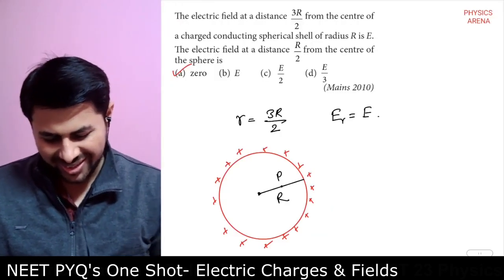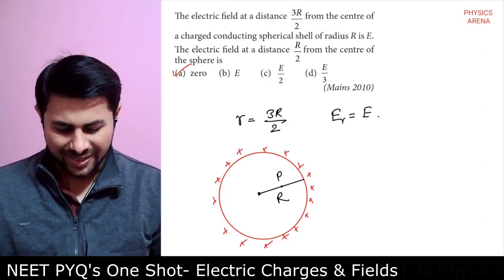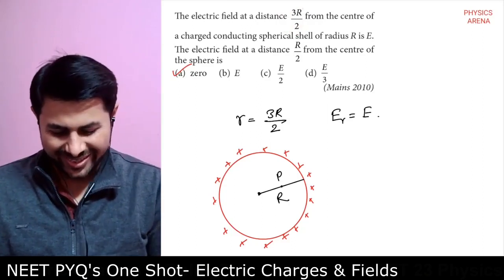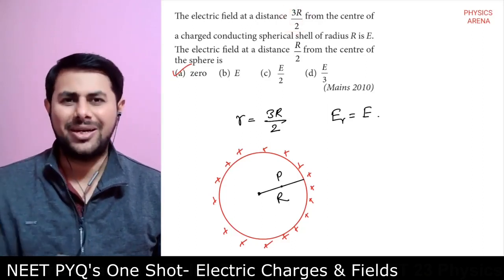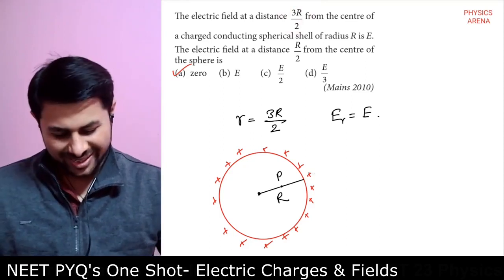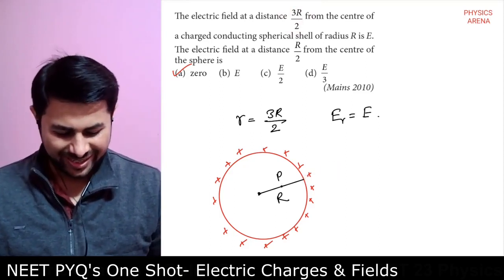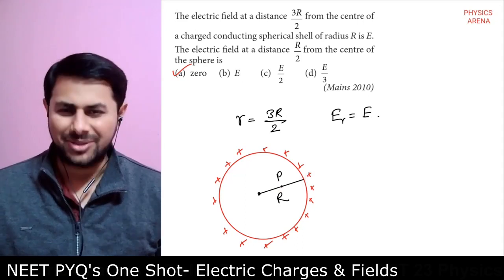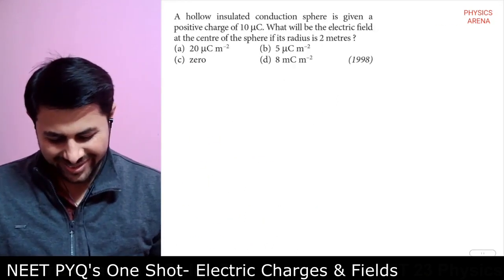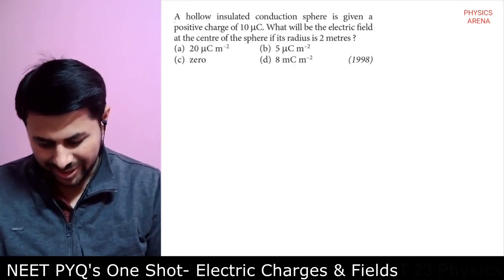So in the last question, they tried to confuse. They gave the electric field at 3r by 2. It's a shell. The electric field at 3r by 2 is something, and they ask us the electric field at r by 2, right? Anyways, next question.